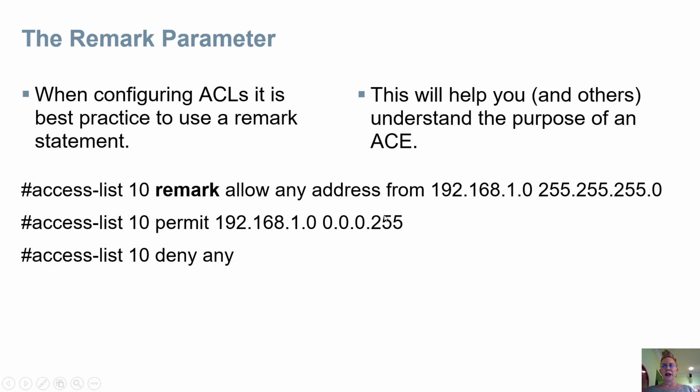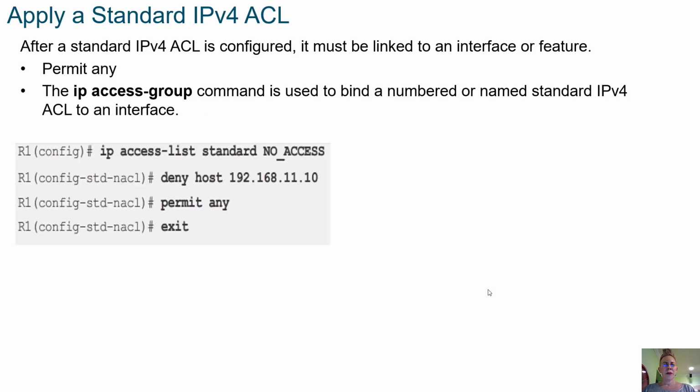So I'm permitting all the hosts off that network. And then lastly, my deny any. So these are my access control entries, okay? Whereas access list 10 is the actual access control list. So best practice, put in your deny any. Best practice, do your remark. We talked about the deny any as well as the remark.